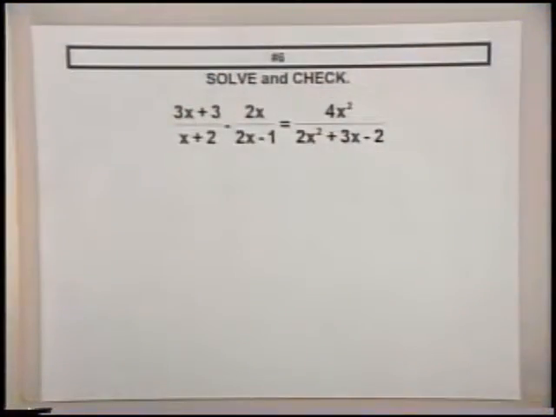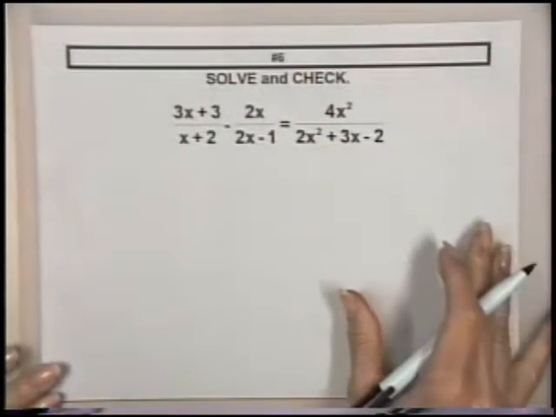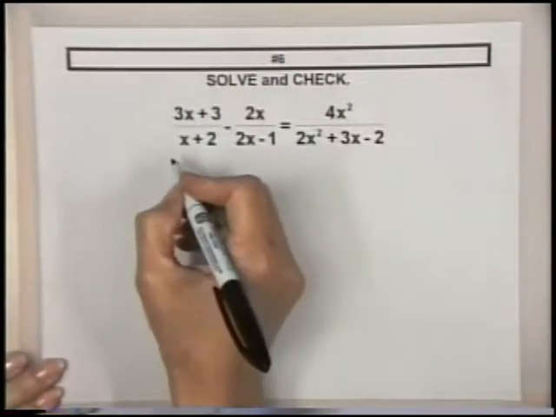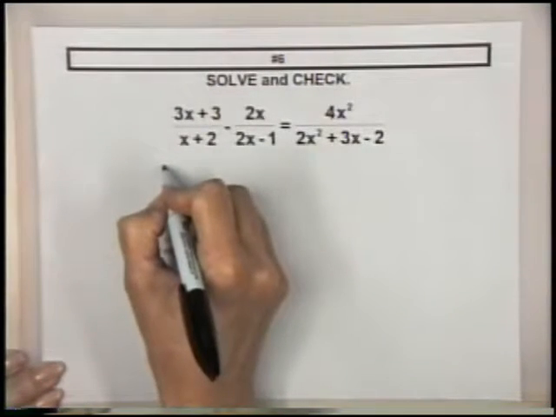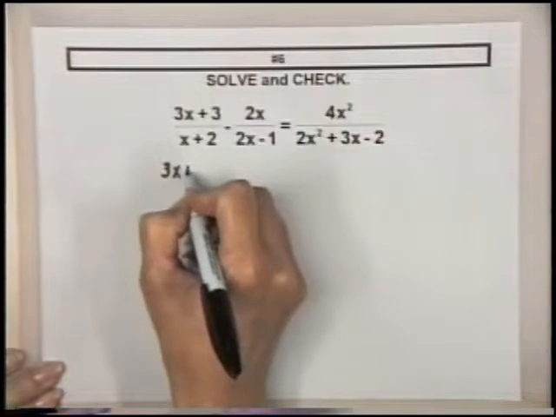How did you do? Did you get negative 3 for the solution? If so, good for you. I shall finish this lesson by solving and checking this equation. I am to solve the fractional equation. I know I want to get rid of the denominators, and to do that I find the LCD. I will rewrite the equation.